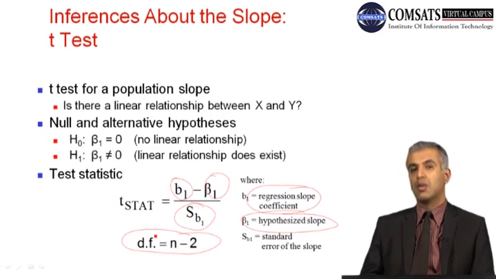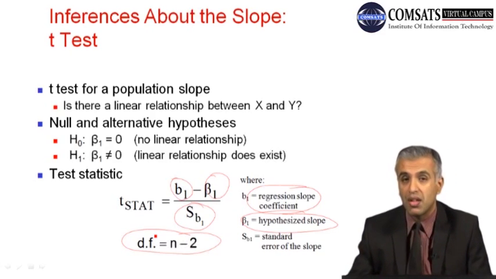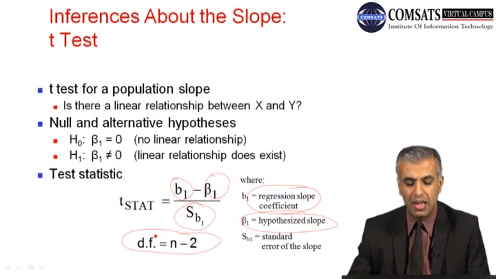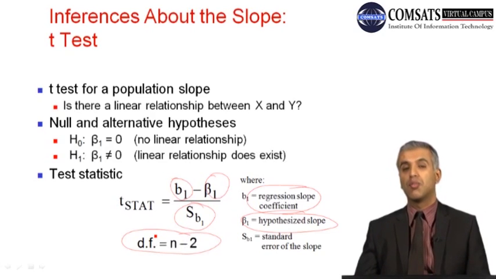So in order to have more degrees of freedom, definitely we should have more observations per variable. The greater the number of observations per variable, the more room we have for degrees of freedom, and that makes a lot of difference when we are testing these null and alternative hypotheses.